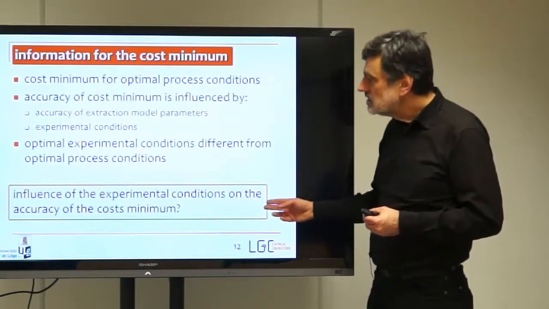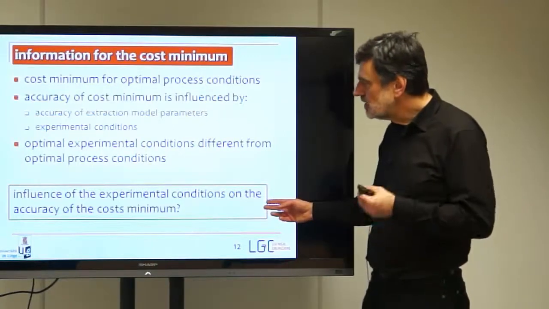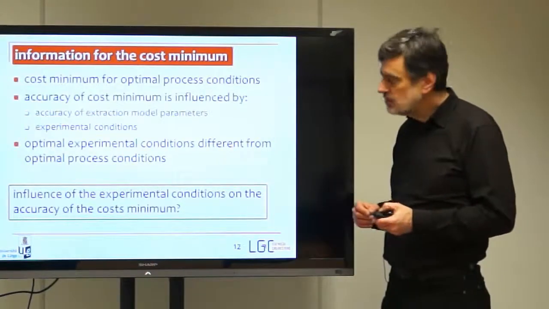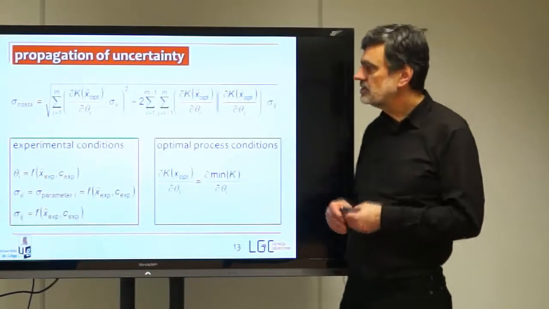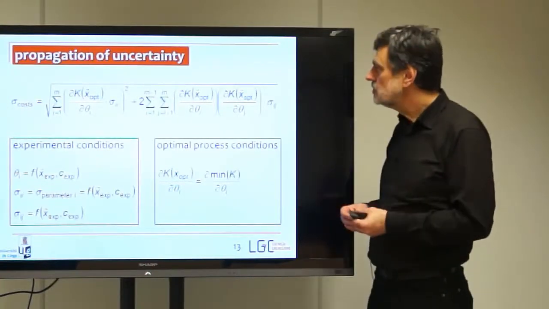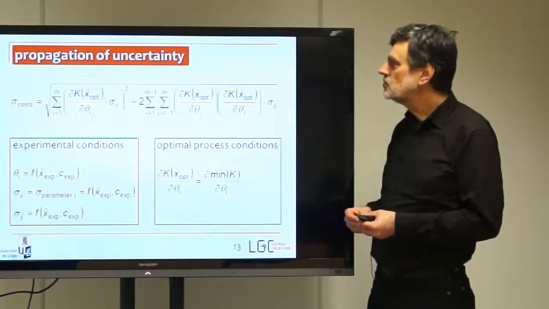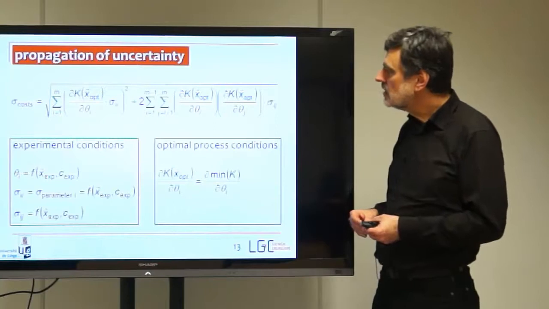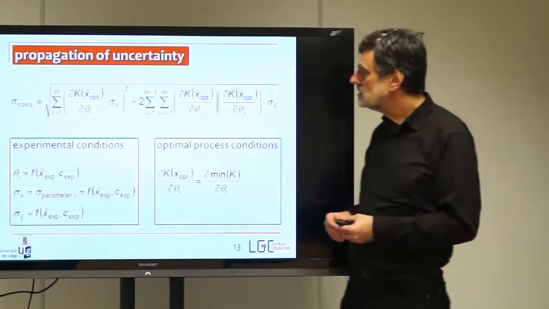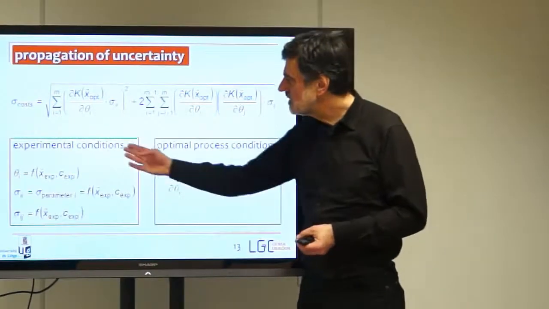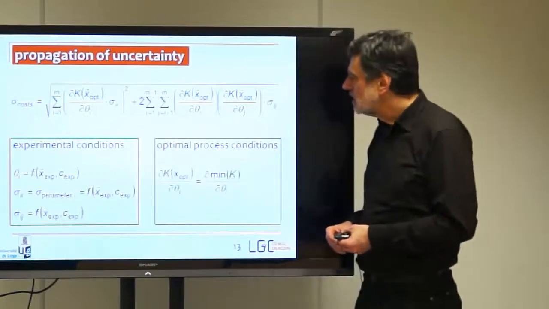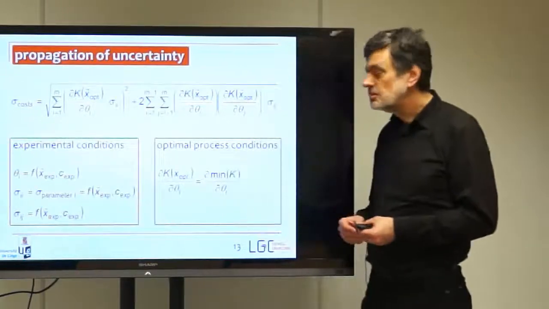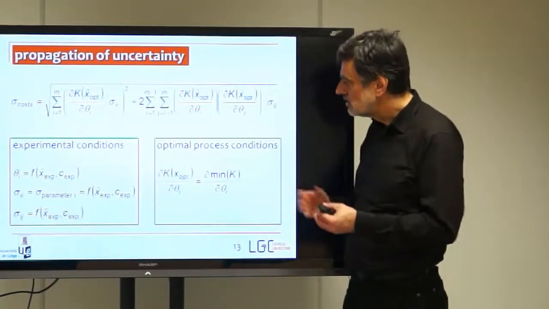So the question is, how do the experimental conditions influence the accuracy of the cost minimum? In order to do that, you have to say something about the uncertainty of the cost, and you can determine that with the propagation of uncertainty with this fancy equation. You can evaluate that, and here you directly see the different influences on the one hand side of the experimental conditions, where the parameters are determined, so to speak, the uncertainty in the experiment, and vice versa.